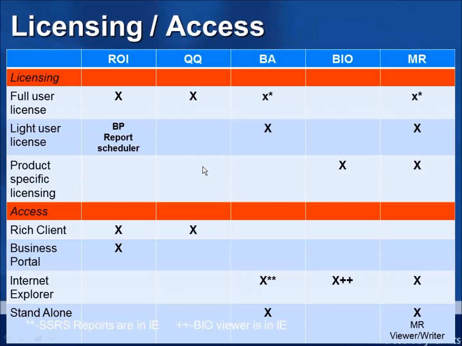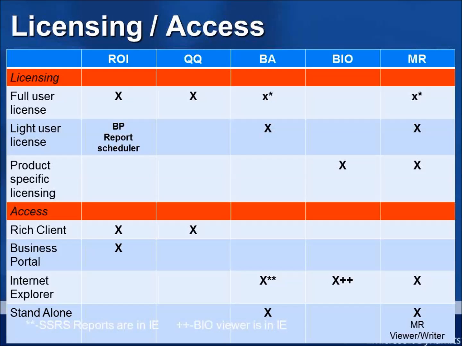And the last one here is around licensing and access. So if you're using ROI, if you're using the full user license and you're an SL user, of course you need to be logged in to use it. Same with the Quick Query product. As far as Business Analyzer goes, at a minimum you just need the light user license. The asterisk under full user license just means that if you happen to already have a full user license, you can get access to it as well.